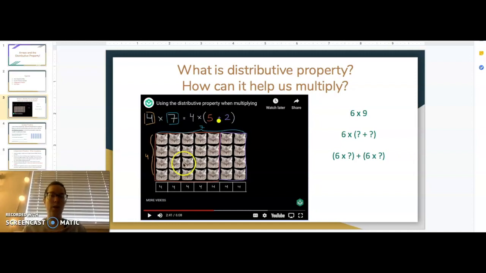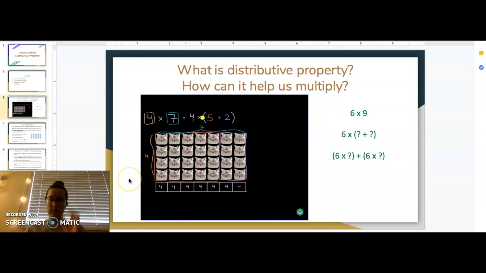Again, notice how even though he wrote out the equation differently and he broke up that 7 into 5 plus 2, the total number of cats did not change, right? We didn't add any cats, we didn't take away any cats. Even though we broke up this 7, the total number of cats still stayed the same.